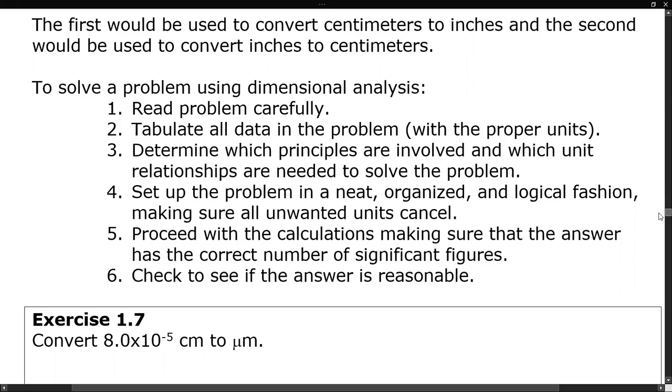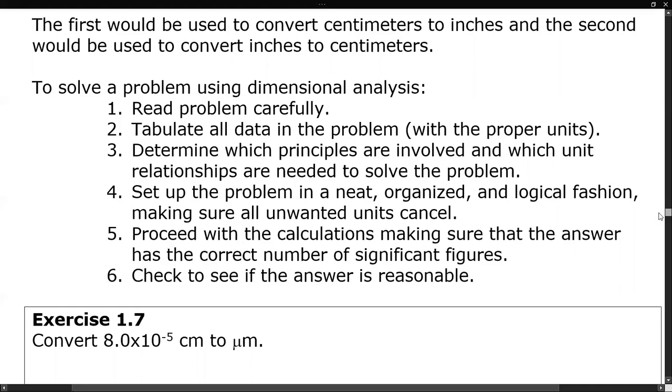Check to make sure your answer is reasonable. Many people will submit an answer that quite simply doesn't make sense. So does that answer make sense? If I'm converting inches to centimeters and the number of centimeters I calculate is not bigger than the number of inches I started with, something's wrong. You should go back and check, for example.